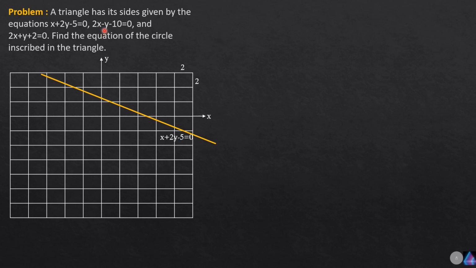Then for the second line, when y is 0, x is also 5. So here, it passes through this. And when x is 0, y is negative 10. So 2, 4, 6, 8, 10. It passes through this point here. Don't mind the graph, it's the solution that matters here.